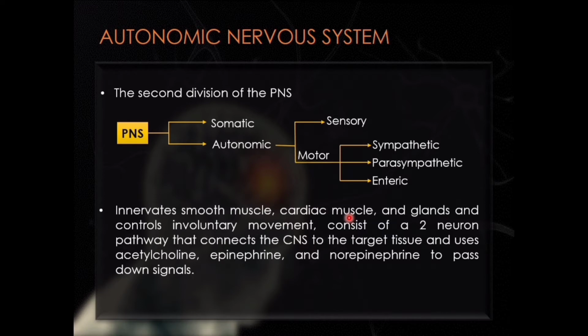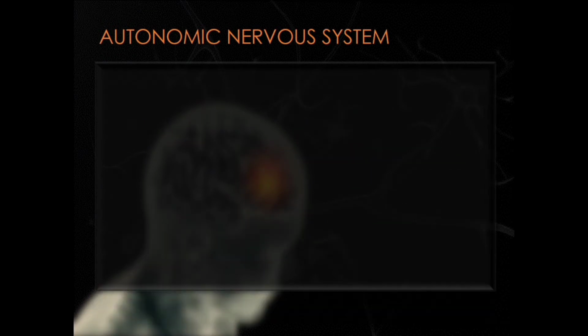In the autonomic nervous system, we usually have two neurons in our electrical pathway: the preganglionic neuron and the postganglionic neuron. The autonomic nervous system uses acetylcholine as well as, in some cases, epinephrine and norepinephrine. So now, let's discuss the sympathetic and parasympathetic divisions of the autonomic nervous system. Let's begin with the sympathetic case.